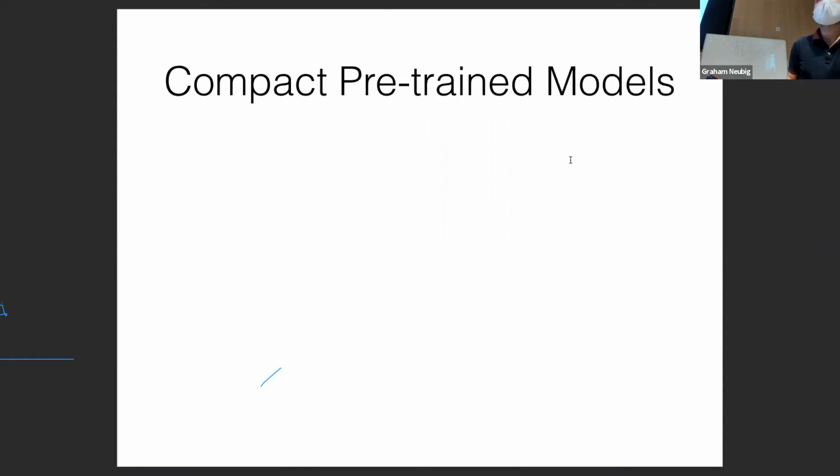Another thing is pre-trained models are very nice, but larger models tend to get better performance. Oh, sorry, go ahead.